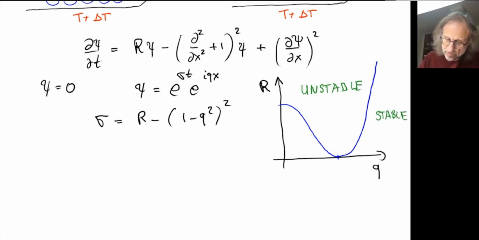Let me say that more precisely. When it says unstable, it means if you were to pick this wave number here and apply a perturbation e to the IQX with that wave number, then if R is above the blue line, that mode would grow. Now in that large system, let's imagine we have, well, actually there are different possibilities we could consider.